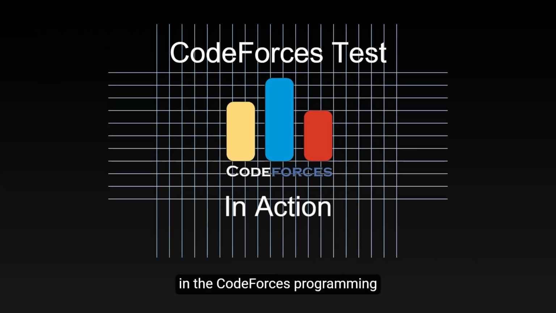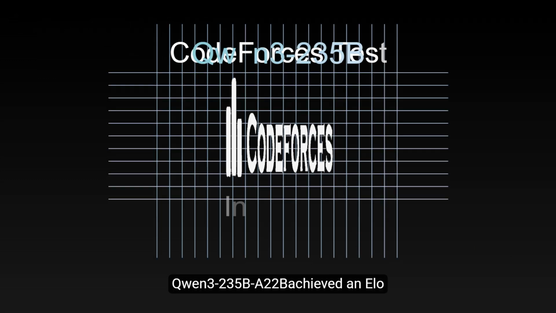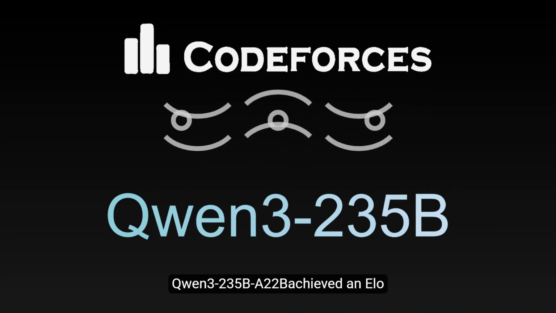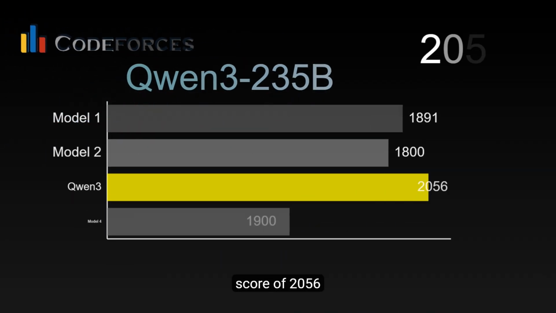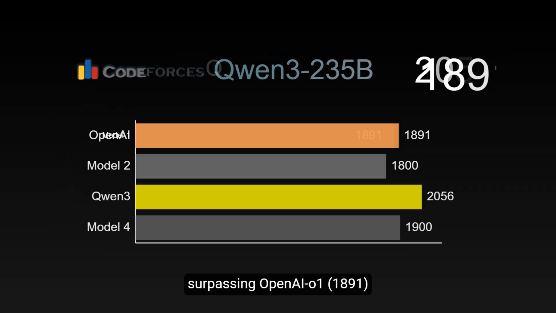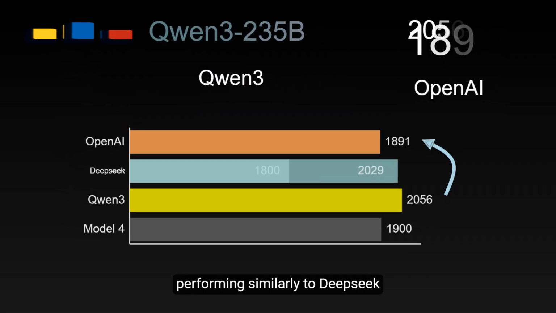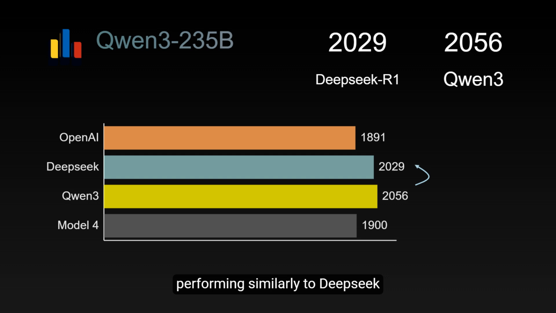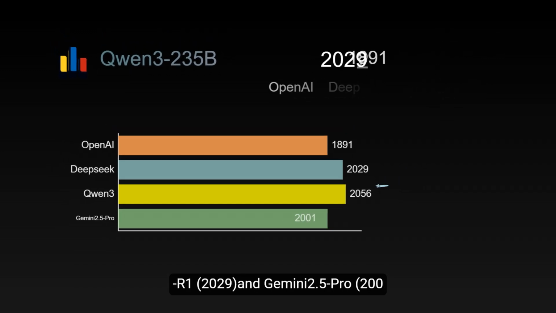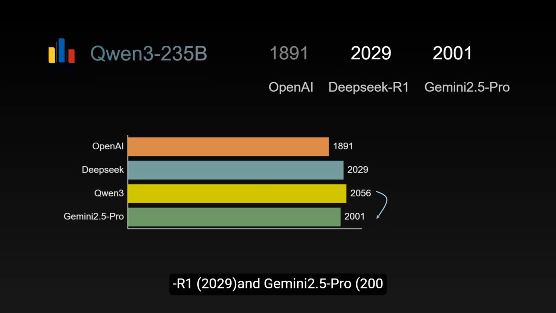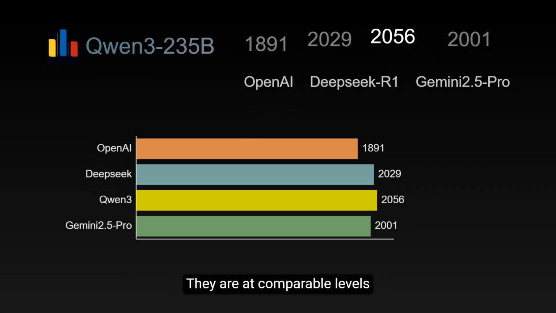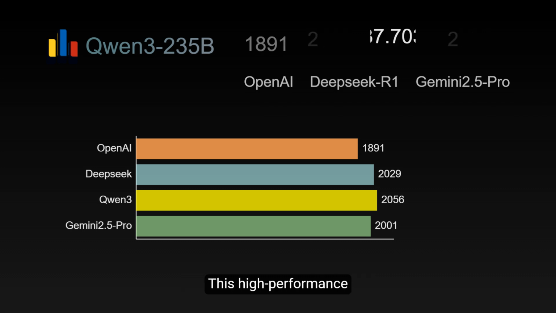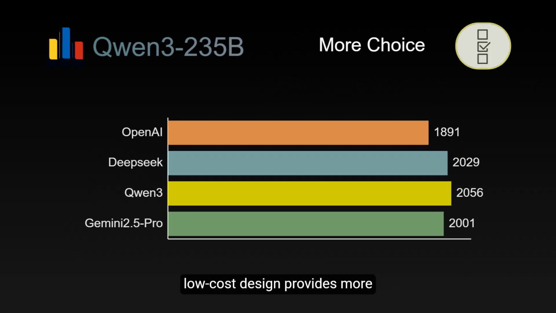Taking actual testing as an example, in the Codeforces programming capability evaluation, Qwen3 235B A22B achieved an ELO score of 2,056, surpassing OpenAI o1 at 1,891, performing similarly to DeepSeek R1 at 2029 and Gemini 2.5 Pro at 2001. They are at comparable levels. This high performance, low-cost design provides more options for enterprises and developers.